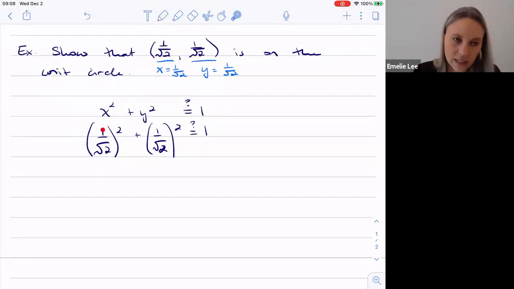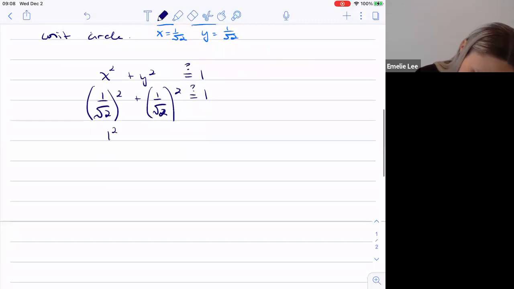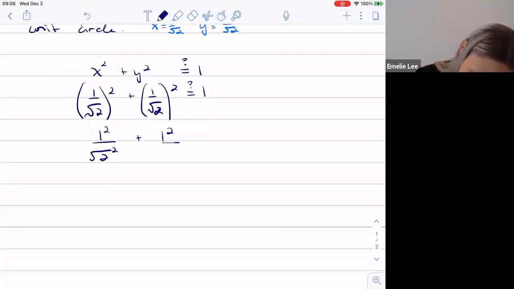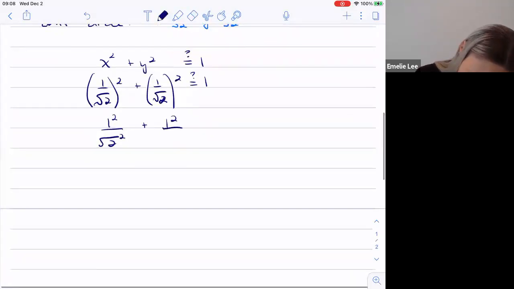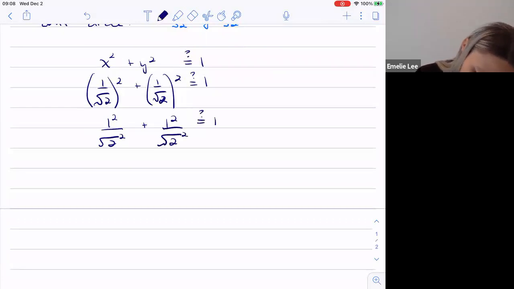Because I'm dividing in here and I'm taking the square root, I can use those exponent laws that we established way back in chapter 1, right? And I can bring this exponent inside. And so I have 1 squared over root 2 squared plus 1 squared over root 2 squared. I'm going to make sure it equals 1.